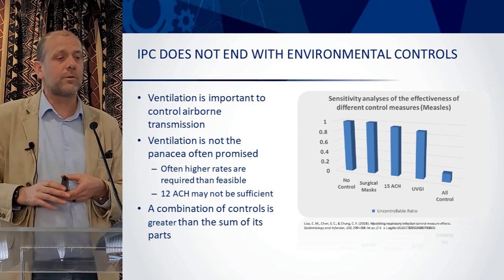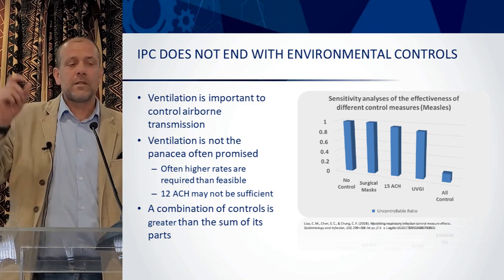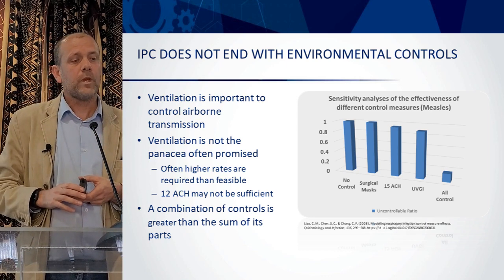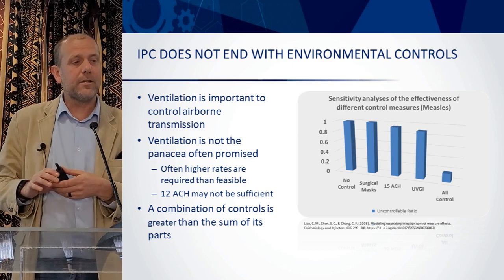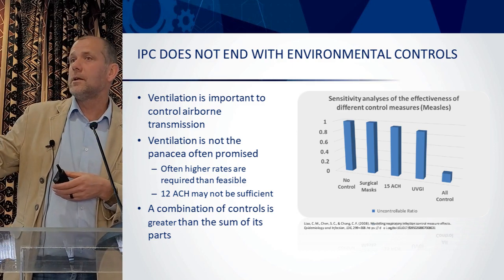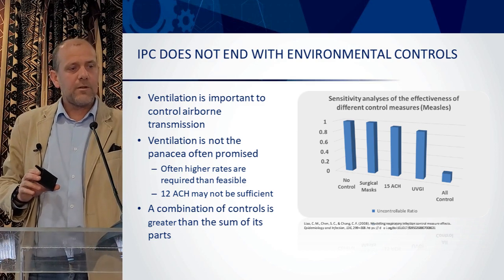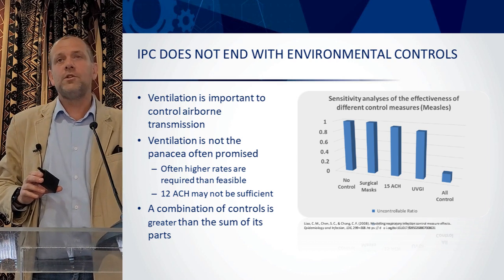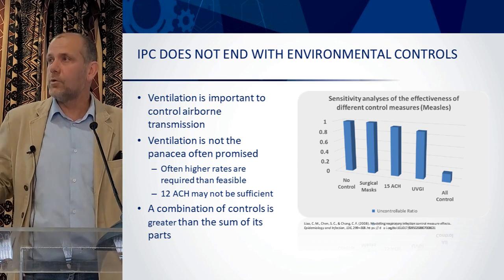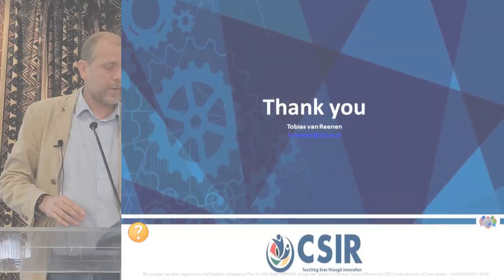That contamination generation is so high that even 15 air changes makes just a small change. UVGI is slightly better, but if you do some mental maths on that image, you'll see that the sum of the controls is greater than the individual controls. So don't think that just UVGI or just 15 air changes is going to do the job for you. You need to have everything in place, all your administrative and all your environmental controls, to get that effect.